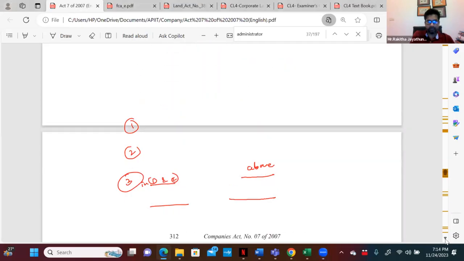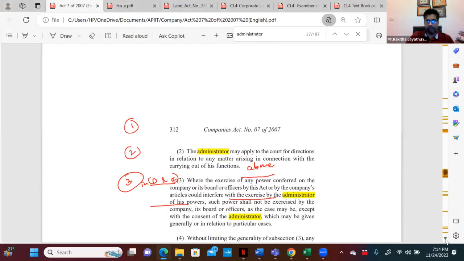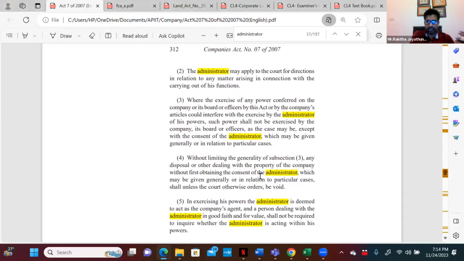Then there's another power given to the administrator. He can apply to the court for direction in relation to any matter arising in connection with the carrying of his function. That's another power given to the administrator. All these are powers.